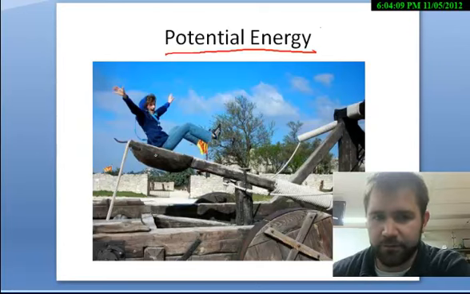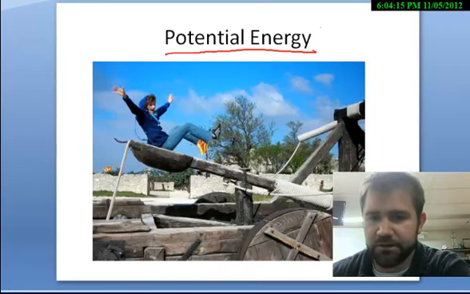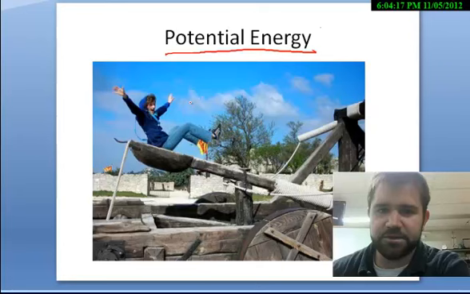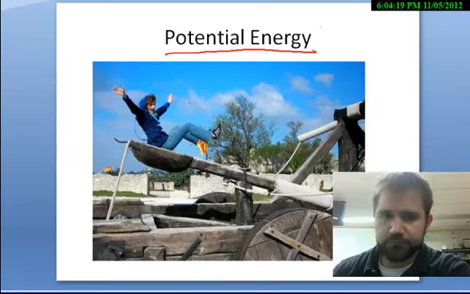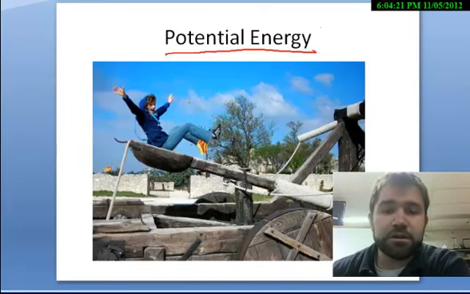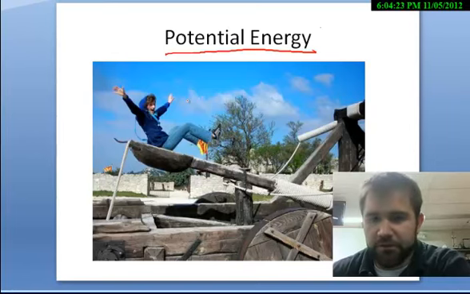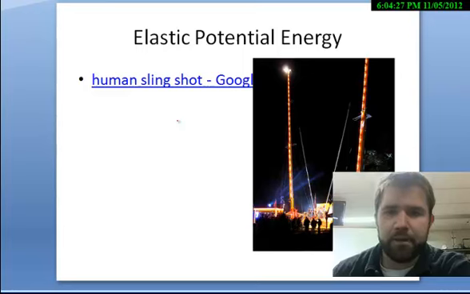Take this catapult, for instance. If this rope were cut, this would definitely cause some change. It would definitely shoot this person into the air. There's definitely some stored energy there. So potential energy is a type of stored energy, and there are many different types, such as elastic potential energy.